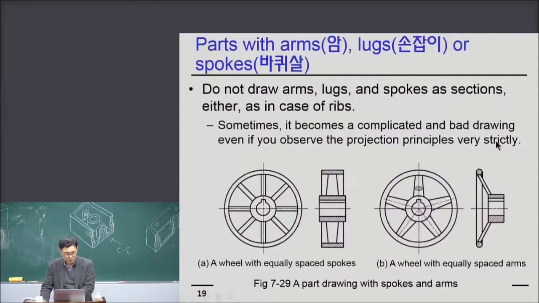And for parts with arms, lugs, or spokes, do not draw arms, lugs, and spokes as sections either, as in the case of ribs. So this is a spoke. Sometimes it becomes a complicated and bad drawing, even if you observe the projection principles very strictly. So look at it, right? Just the section view here and symmetry. And this is a key groove. The key groove is upward, right? Very nice drawing.